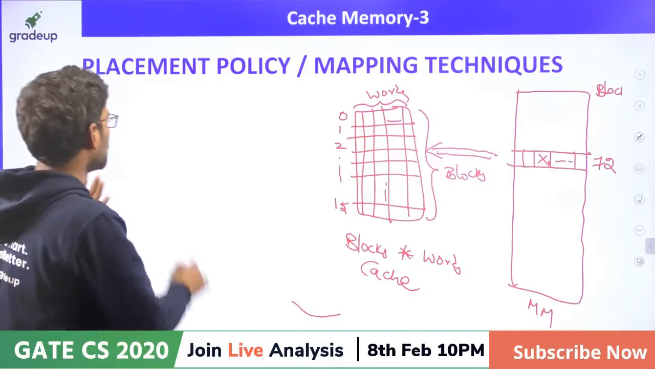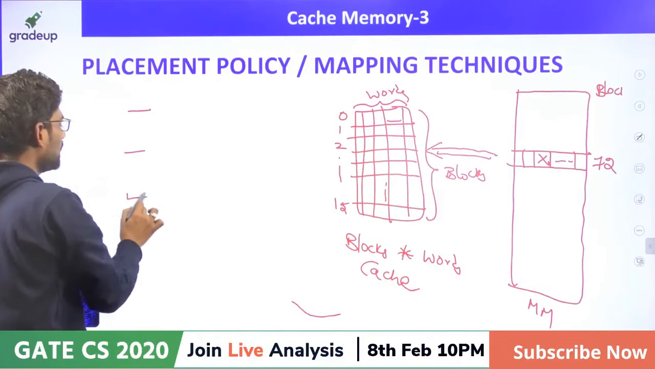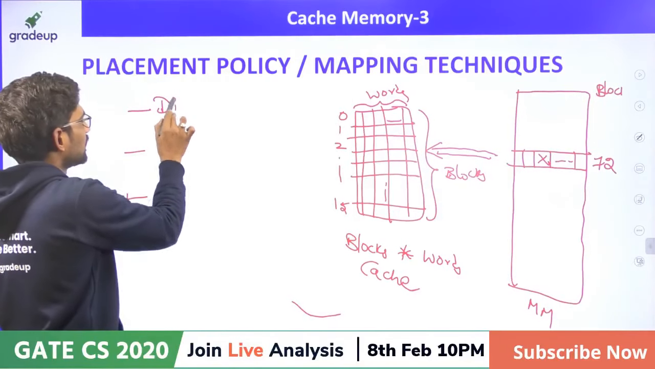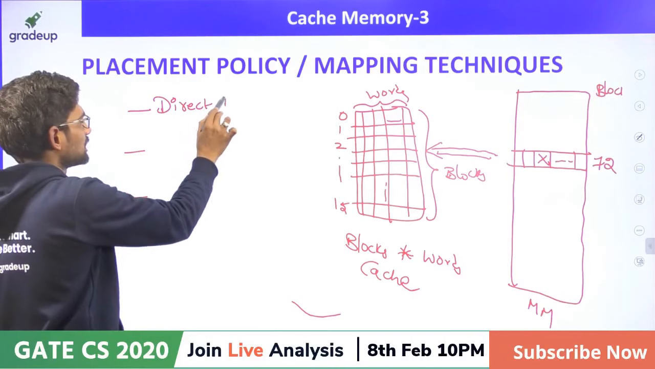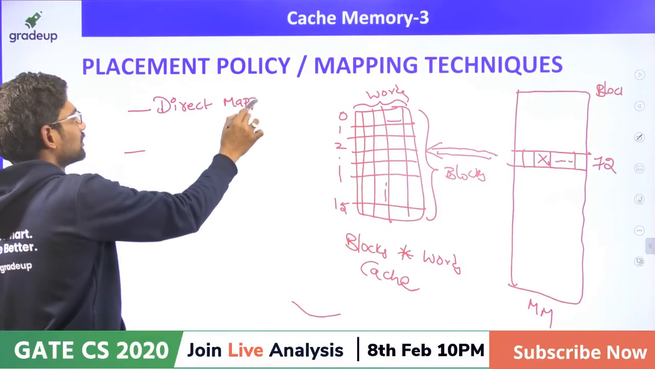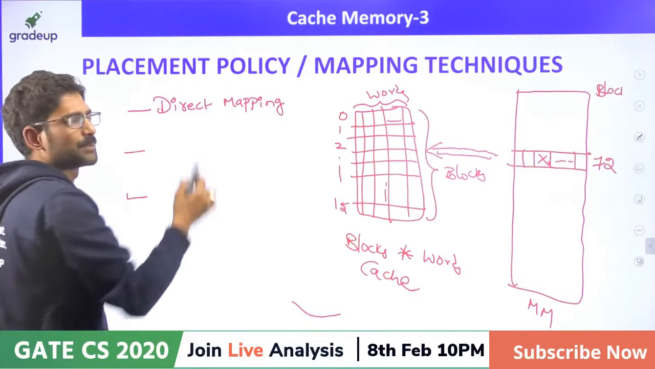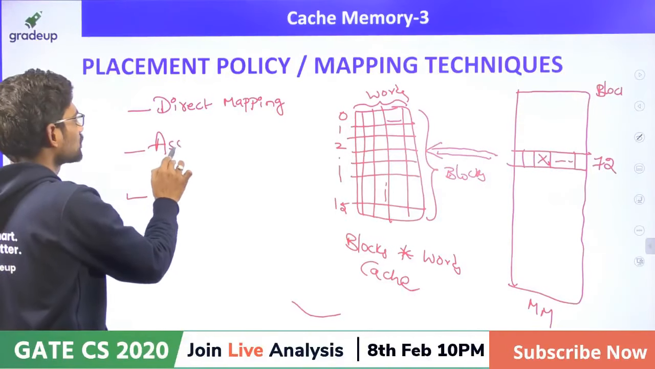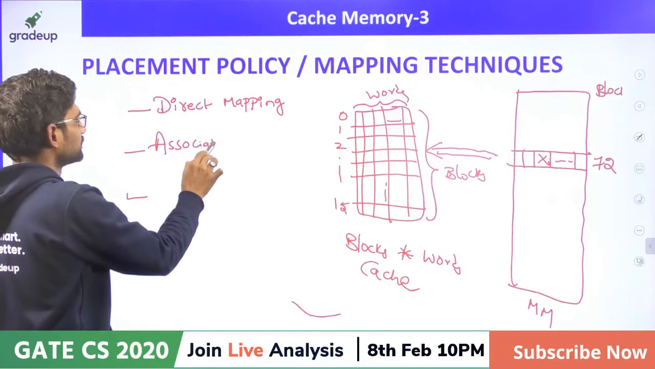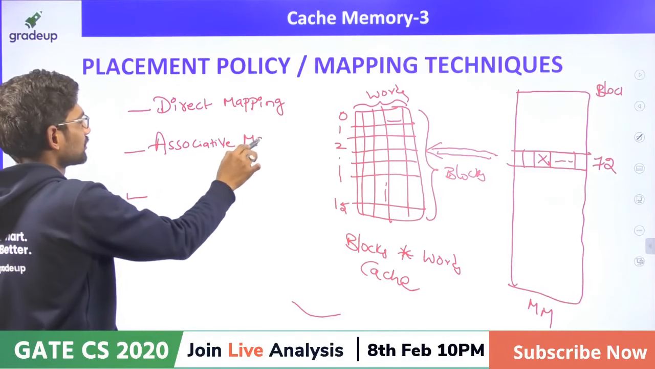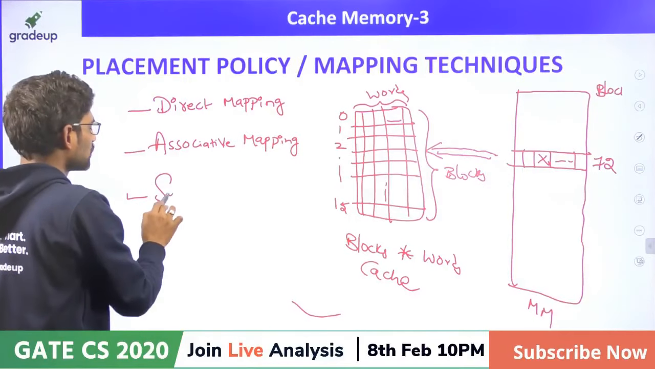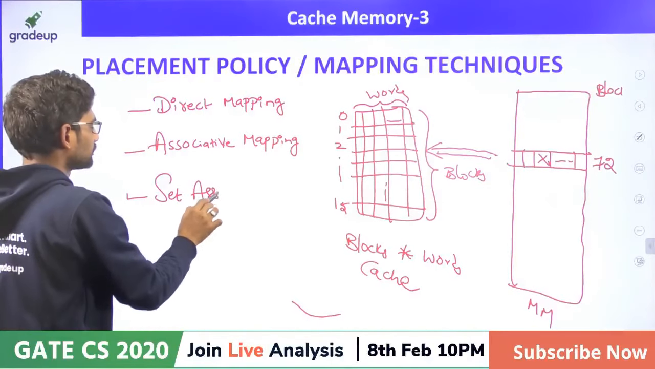Now there are basically 3 placement policies. Please make a note. There are 3 placement policies: direct placement policy or direct mapping, associative mapping, and set associative mapping.